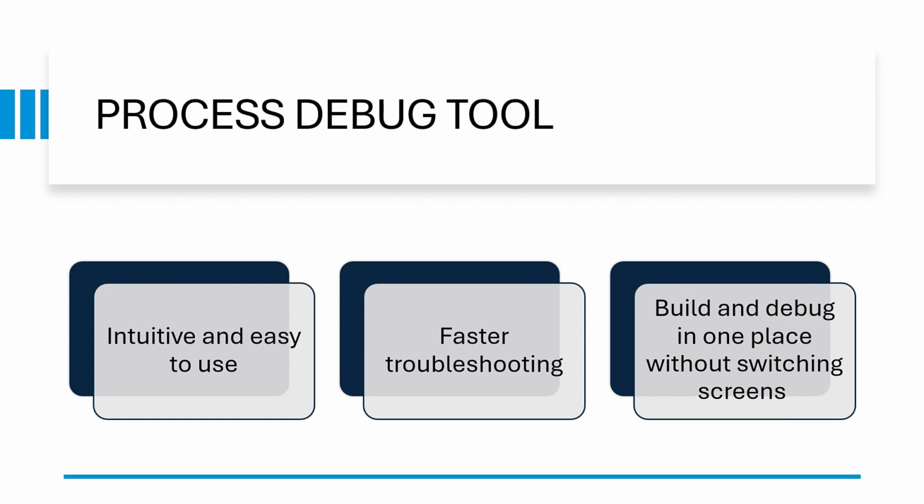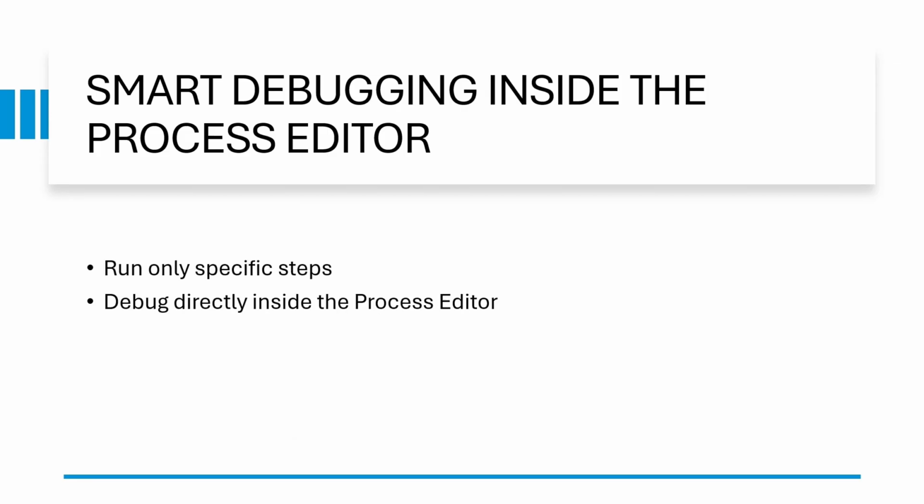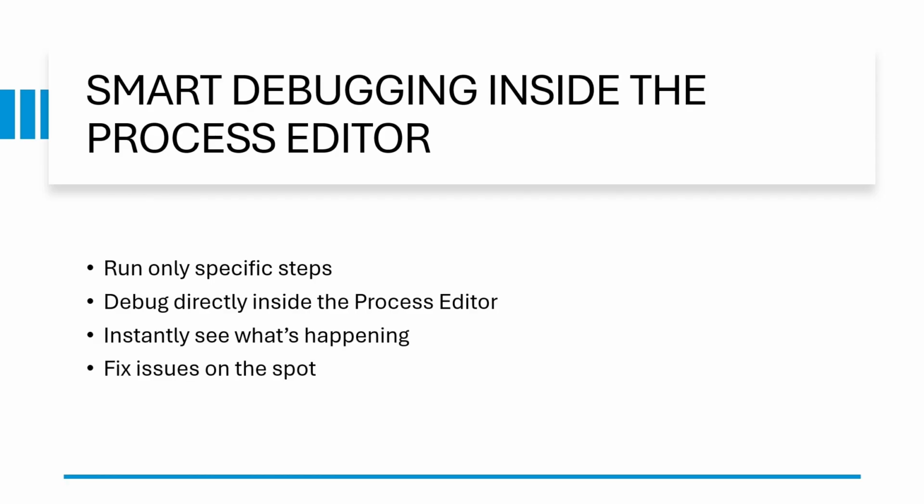Imagine you're building a complex end-to-end process, but some steps keep failing. Instead of running those steps or the entire process repeatedly, process debugging lets you run just the specific step or set of steps right inside the editor. You can instantly watch what happens in your application, spot what's wrong, and fix it right on the spot.